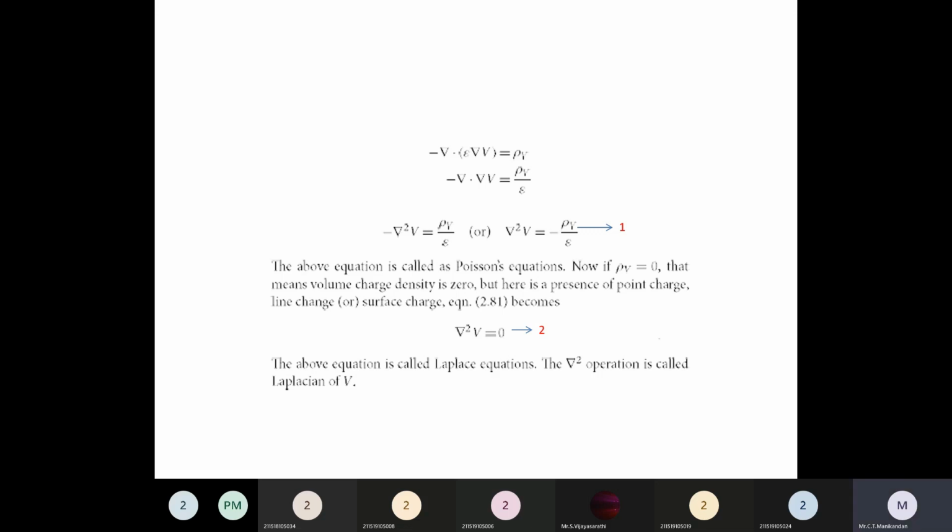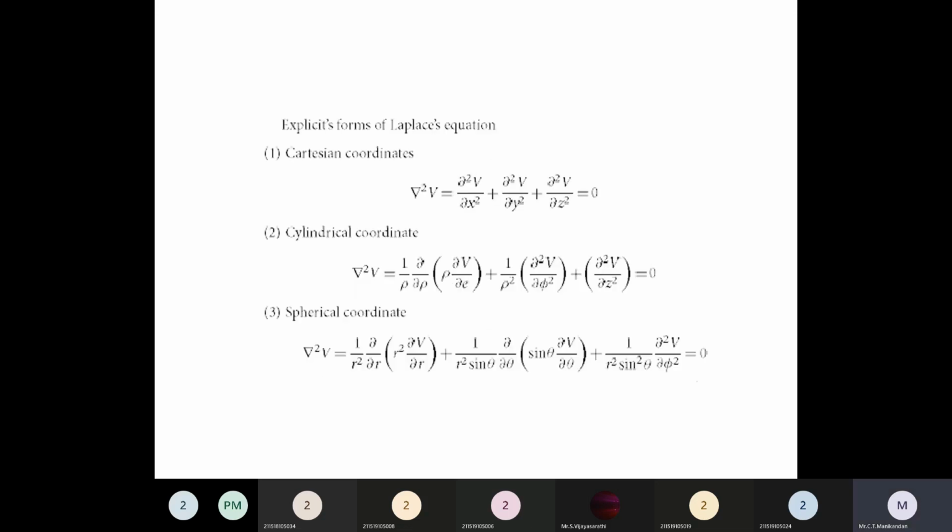Del V is nothing but the gradient, and del square V is nothing but the Laplacian. Similarly, we have the Laplacian formula for different coordinate systems: Cartesian, cylindrical, and spherical coordinate systems.